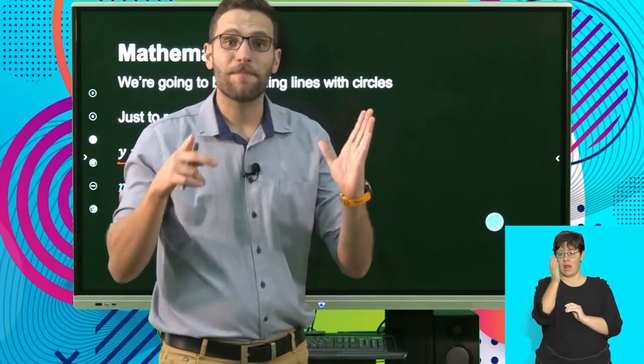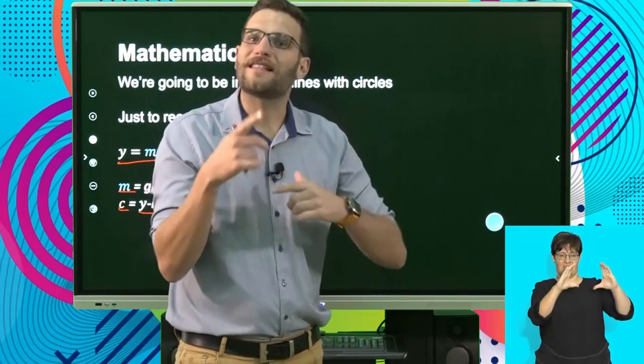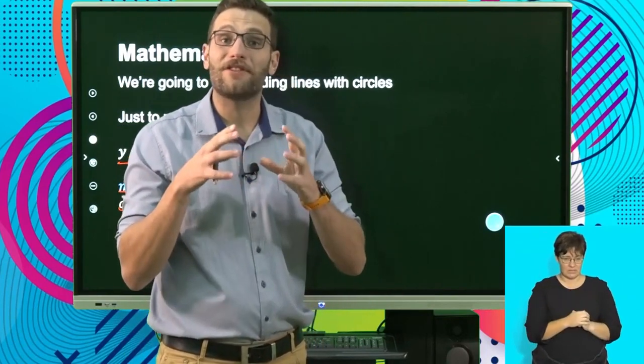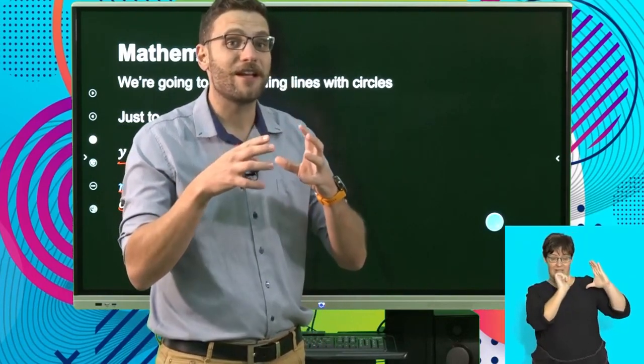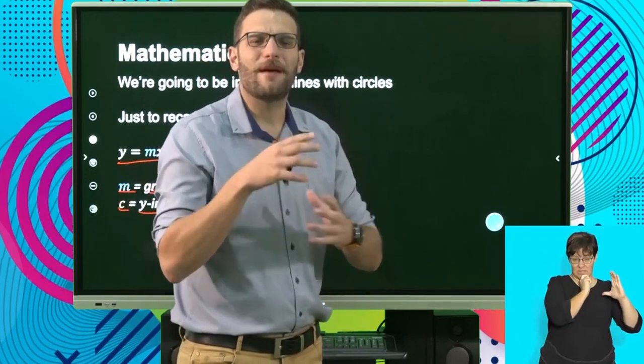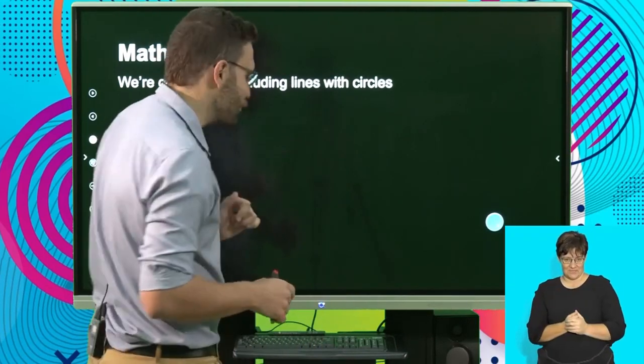And so what we're going to do now is an example of a question with a line and a circle and see how that plays out, because we're going to have to use some of the circle geometry that we learned in geometry to be able to solve this question. So let's get to it.